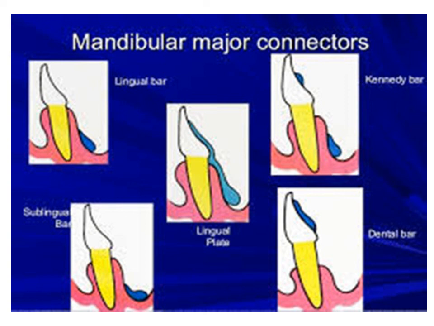As we see here, the types of major connector, we will start from the left: lingual bar, then lingual plate, then double bar or Kennedy bar, which is a lingual bar with a cingulum bar, then cingulum bar, then sublingual bar. Briefly, a major connector for the mandibular arch should be free of movable tissue, not interfere with tongue movement, and should be away from the gingival margin of the teeth. Thank you.